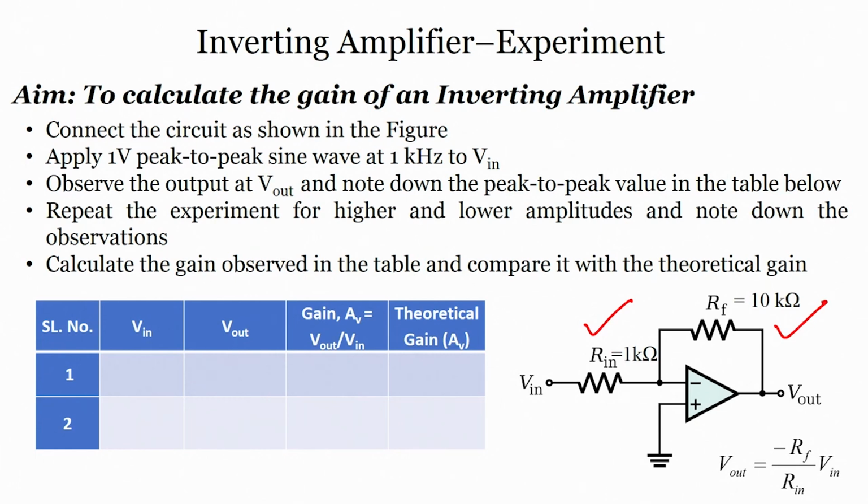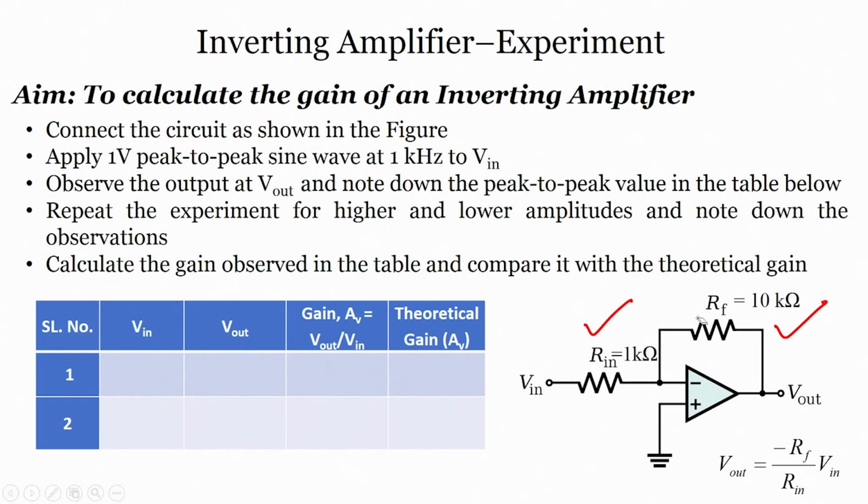So, first thing we have to understand is what is the circuit. If you see closely, what exactly is the circuit? The circuit is that the input signal is given to the inverting terminal, right. That means it is an inverting amplifier. Next, what we have to see is the value of R in and the value of RF.